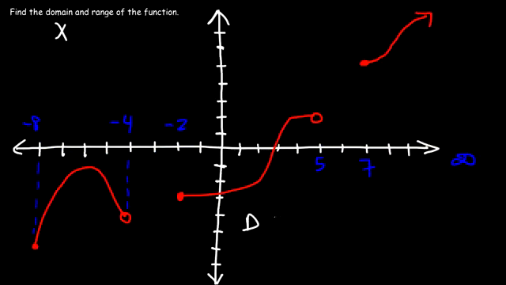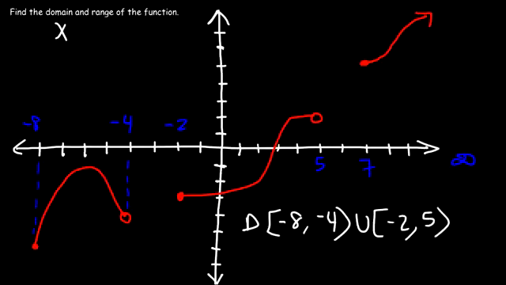So the lowest x value starts at -8 and it includes -8, and then it stops at -4, but it doesn't include -4, so let's use parentheses. Union. Now for the second part of the graph, it starts at -2 and it includes it, and it stops at 5 and it doesn't include 5. And then union, it starts back up at 7 and then ends at infinity. So that's the domain for this particular graph.